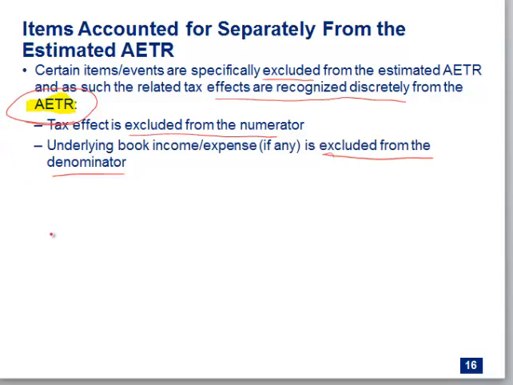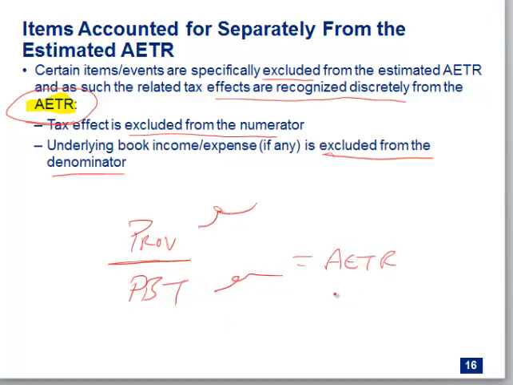Right? And so if you thought of the AETR calculation as being the annual estimated provision over the annual estimated PBT, for something like that China equity sale, you pull that out of this part of the equation and out of here. It's as if you don't have that. And then you'll see in a second that if you exclude that China transaction from both numerator and denominator, you will come up with an AETR on your, quote, ordinary income.